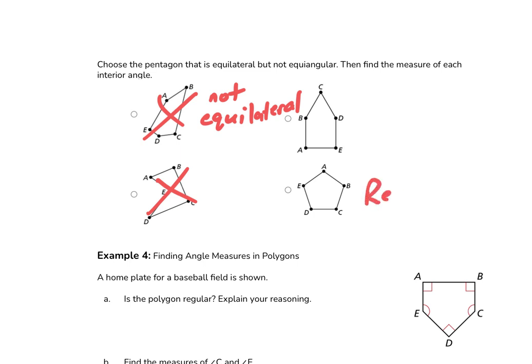Well, we're not looking for the regular polygon. We're looking for the one that has sides the same, but not the angles. These angles here are 90, or look to be 90. This one's obtuse, this one's acute. So these angles are definitely not the same. So the sides look like they're the same, okay? We have 5 sides that look to be the same length. I know they're not marked, but they look pretty close to be the same length. But the angles are definitely not the same. So we would say that this one is equilateral, but not equal angular. So this is the one that we're looking for.